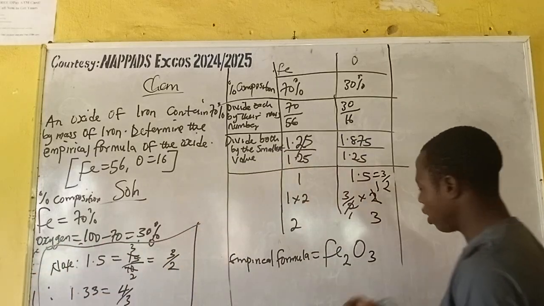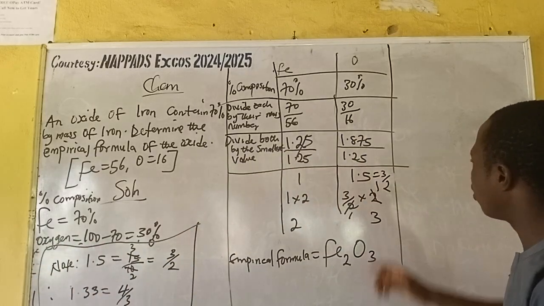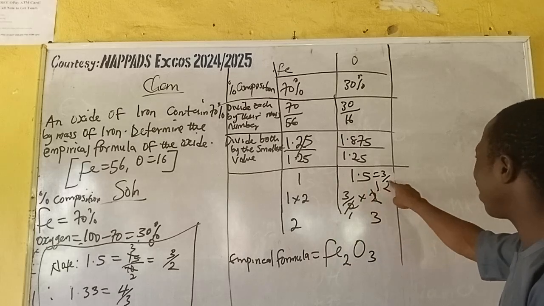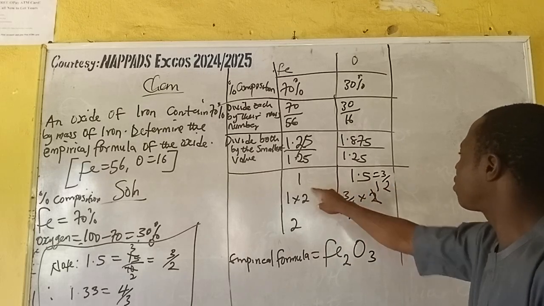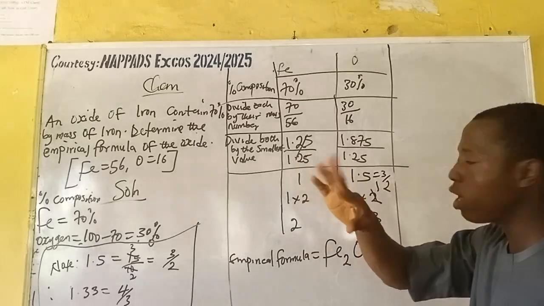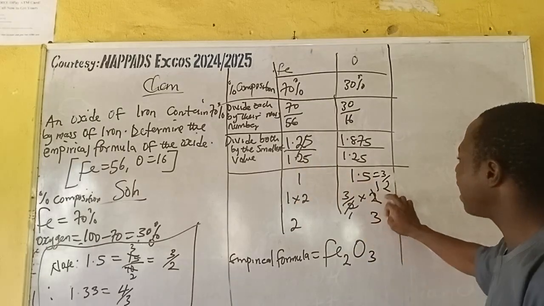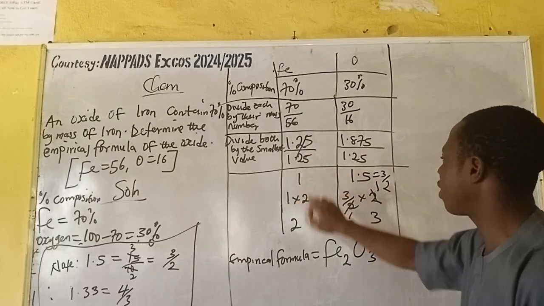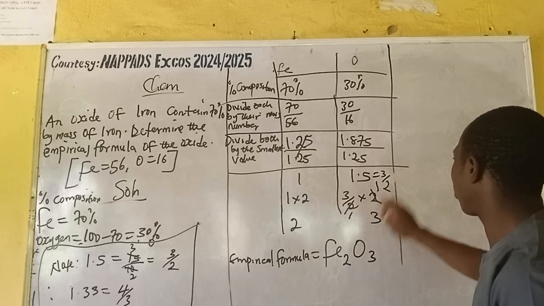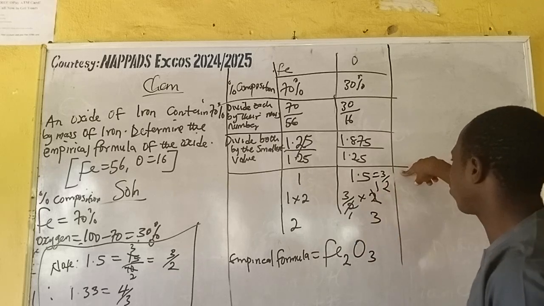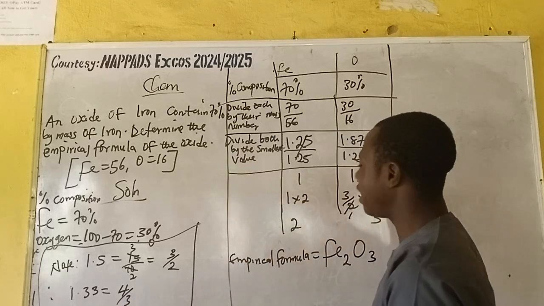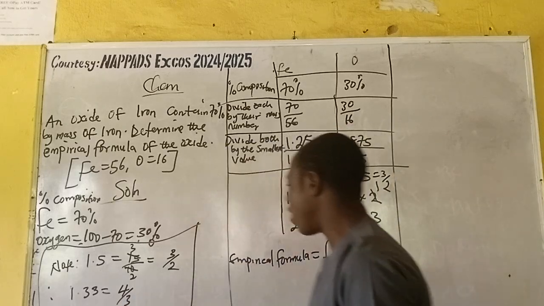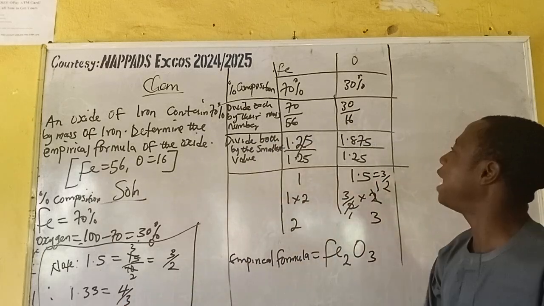If you are doing a calculation and having 1.5, don't approximate. Convert it to 3/2 and multiply each of the two elements involved by the down number, which is 2. 2 times 1 is 2, and 3/2 times 2 is 3, because the 2 will cancel the other 2. If you're having 1.33, convert it to 4/3 and do the same thing I did there. If you're having 2.67, convert it to 8/3 and do what I did there.